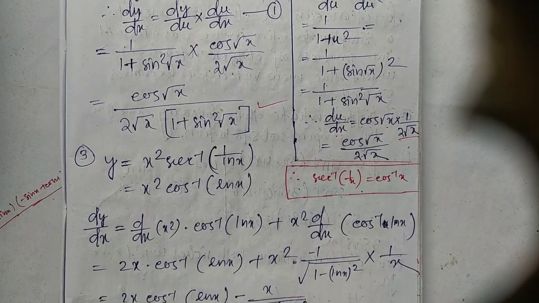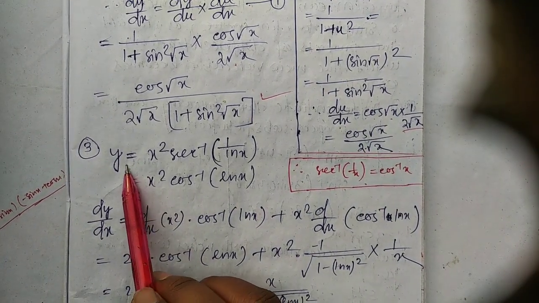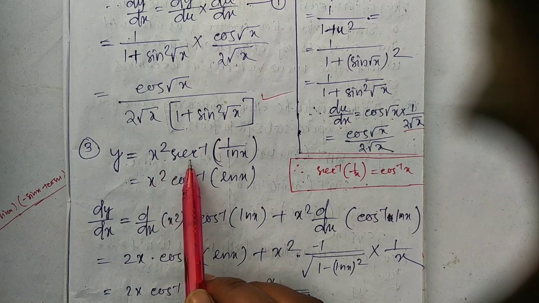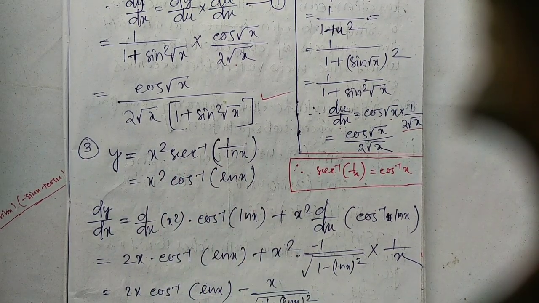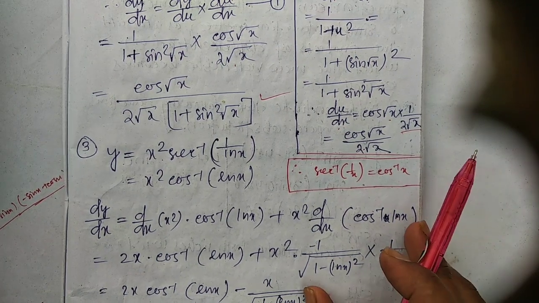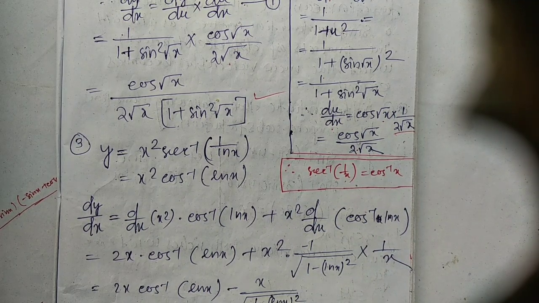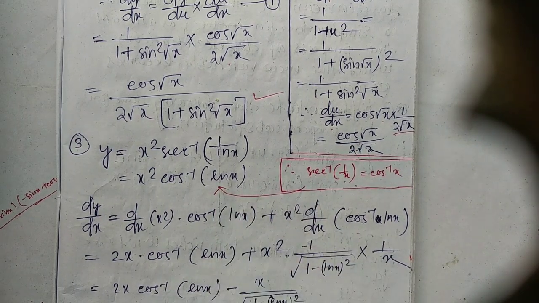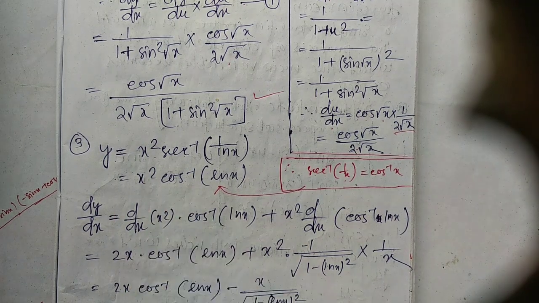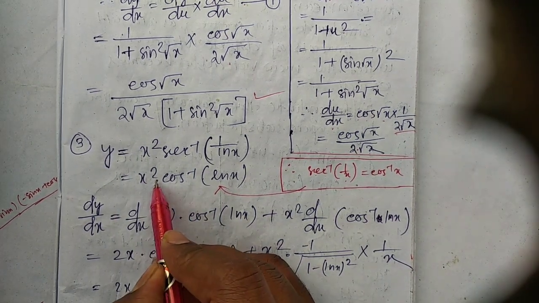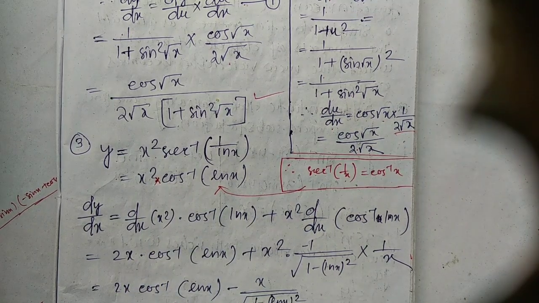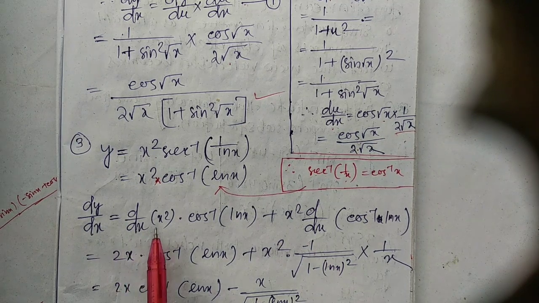Okay, let's solve one more problem. Here the question is, y is equal to x square into sec inverse of 1 by ln x. We have a property in ITF: sec inverse 1 by x is equal to cos inverse x. Just convert sec inverse to cos inverse first, applying this formula. So we can write cos inverse ln x, and here x square is there. Everyone observe here, these two functions are multiplied. That means we first have to use the product rule or product theorem that we discussed at the initial stage of the class. Everyone focus.